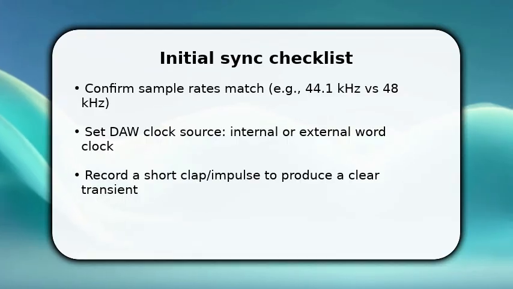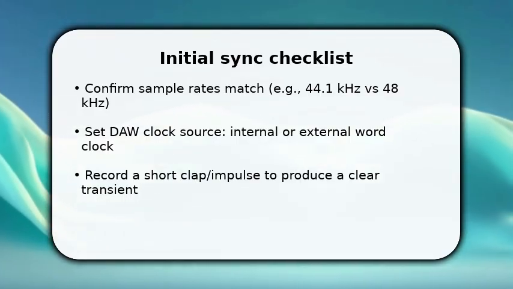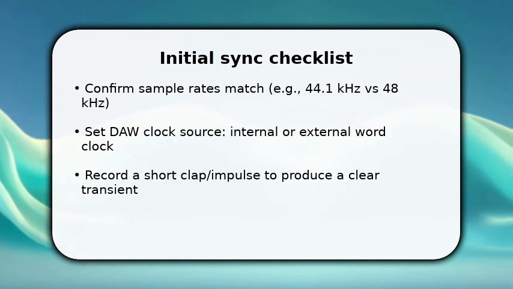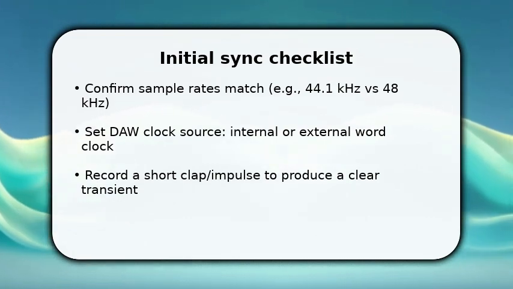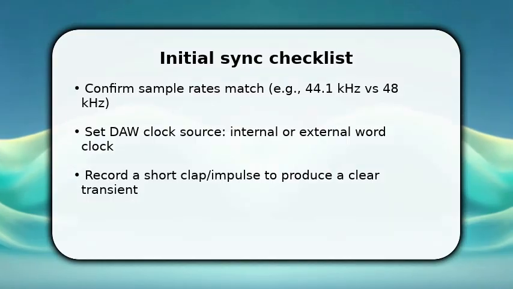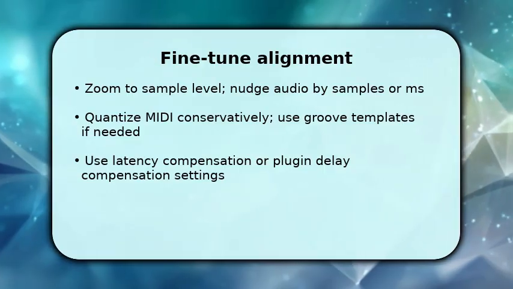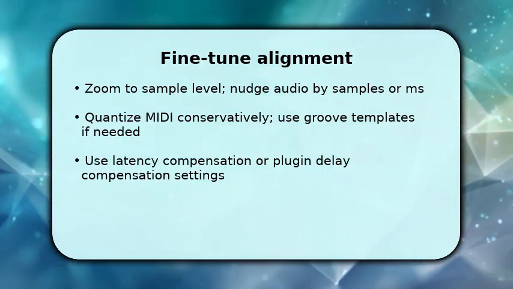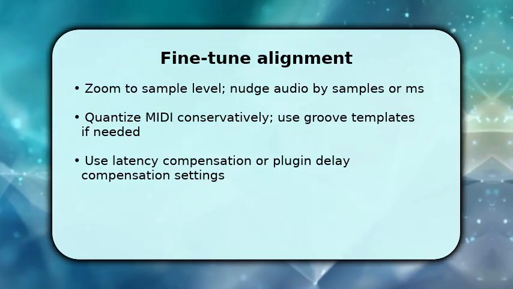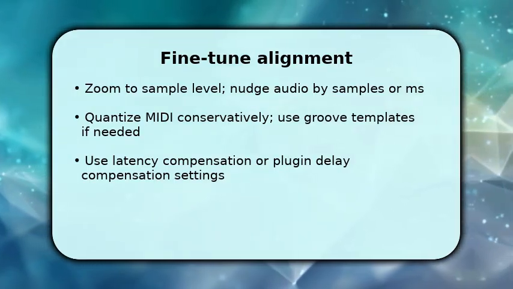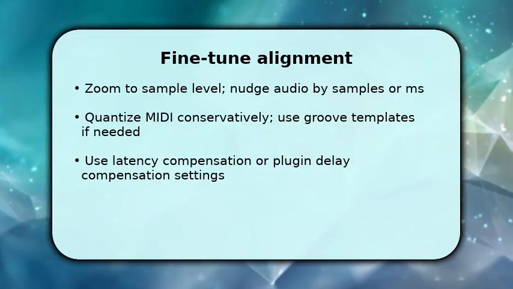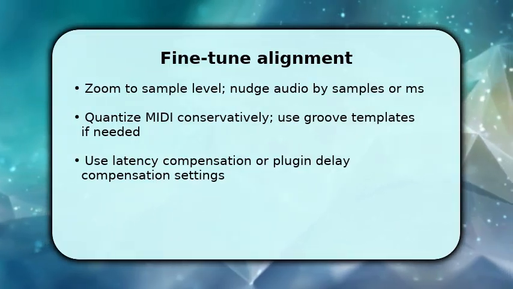Make sure timeline snap is off for micro nudges, and enable grid with small subdivisions only after you've established an exact transient alignment. Now you refine timing. Zoom to sample level and nudge the audio by samples or milliseconds until the transient and MIDI note-on coincide. You should quantize MIDI conservatively. Apply subtle humanized settings or a groove template to avoid robotic results.